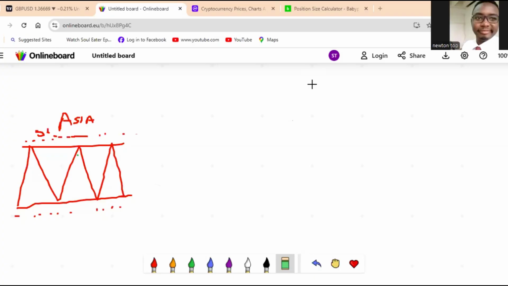Either you're trading USD JPY, or GBPUSD, or New Zealand USD, or any pound pairs or any euro pairs, guys. So let's have an example.